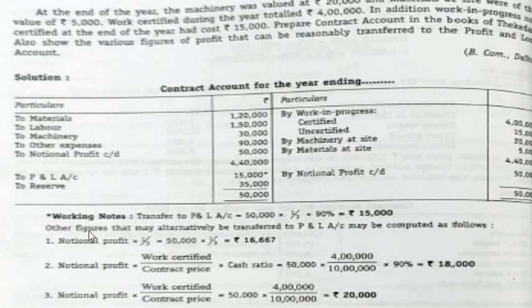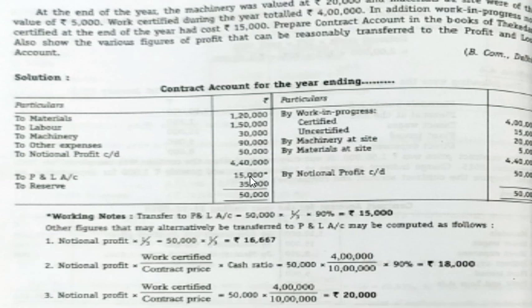So this is nothing but your formula which you usually use, notional profit into 1 by 3 into cash ratio. So the formulas are notional profit into 1 by 3, and notional profit into 1 by 3 into cash ratio, then notional profit into work certified divided by contract price into cash ratio. Usually firms follow the formula notional profit into 1 by 3 into cash ratio. These are the formulas also being used by certain firms. Other figures that may alternatively be transferred to profit and loss account may be computed as follows. Notional profit into 1 by 3 is the first alternative which you can use.